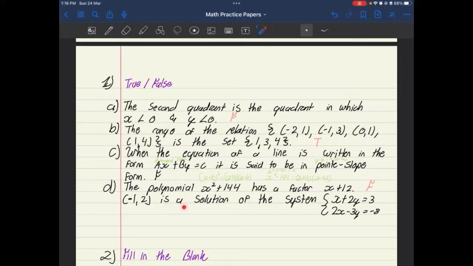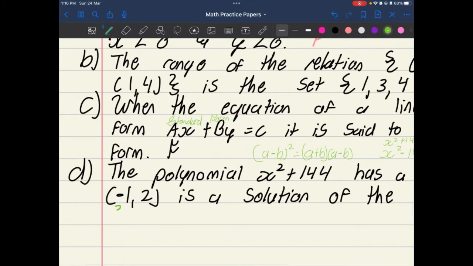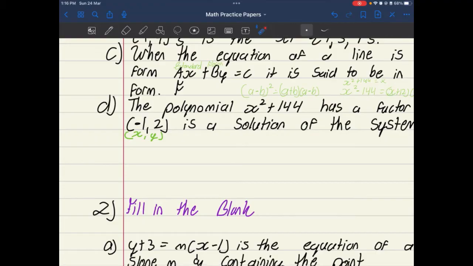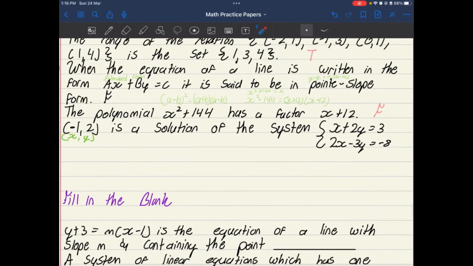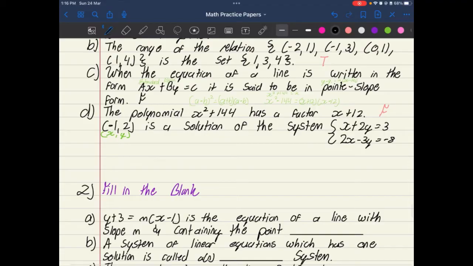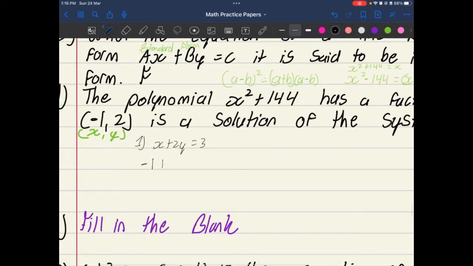(-1, 2) is a solution of the system x plus 2y equals 3, 2x minus 3y equals -8. So what to do is substitute these numbers in. This is your x coordinate and this is your y coordinate. So you just substitute both these values in each equation and solve to see if it's true. So the first one, x plus 2y is equal to 3. Substitute in: -1 plus 2 times 2 is equal to 3.